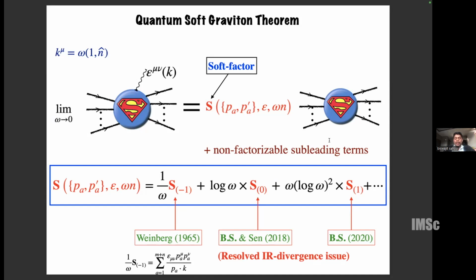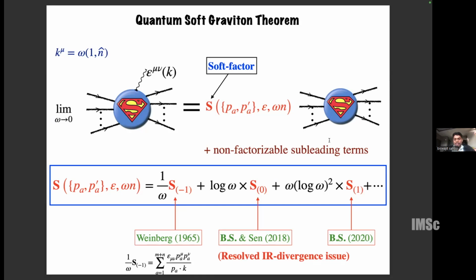But once you include the loops, one has to first resolve the IR divergence issue, as I will explain in the next slide. But if you do it carefully, what you will find is that compared to the tree level omega to the power 0, in omega going to 0, there is a more dominant contribution at subleading order, which goes like log of omega. And then the next order is like omega log omega square, and those are the contributions the soft factor takes. And it took a long time because just how to find this soft factor which is IR finite, and how to take care of the loop corrections, was a challenging problem.